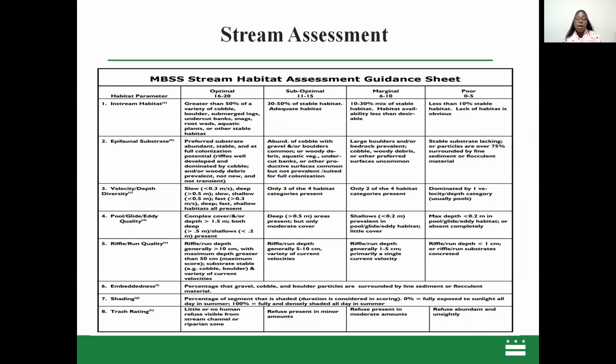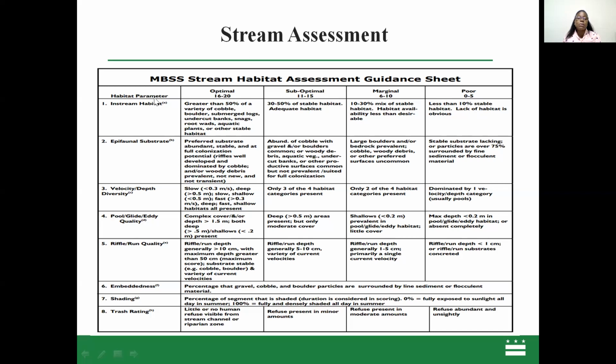Stream assessment. Under stream assessment, we have the habitat assessment guide sheet that helps us to do the stream assessment whenever we go out for a sample collection. We have different parameters, and also we have rating numbers that we use to rate the stream. For example, we have the optimum, which has numbers 16 to 20. We have suboptimal, 11 to 15. We have marginal, 6 to 10, and poor rating is 0 to 5.